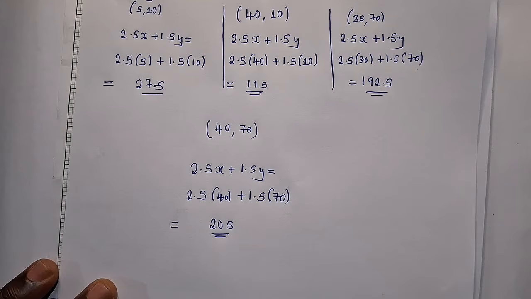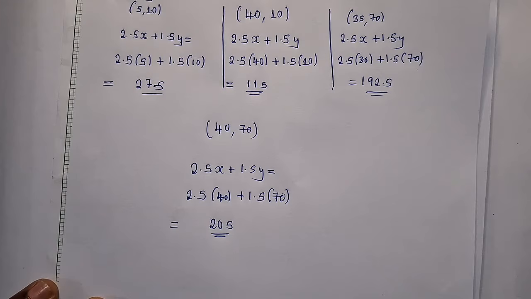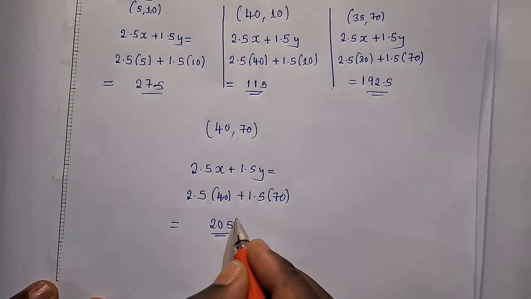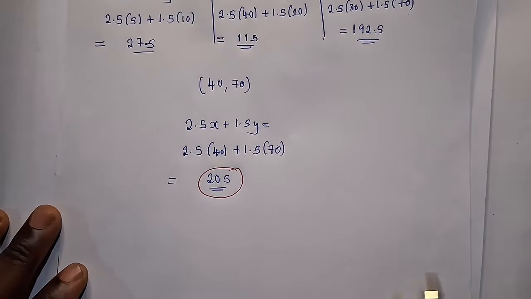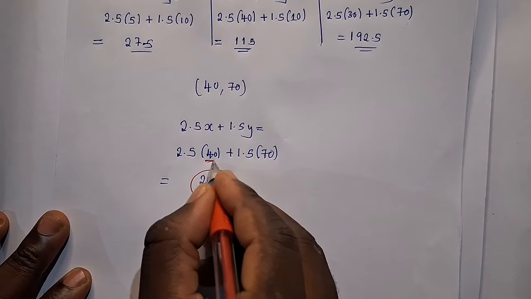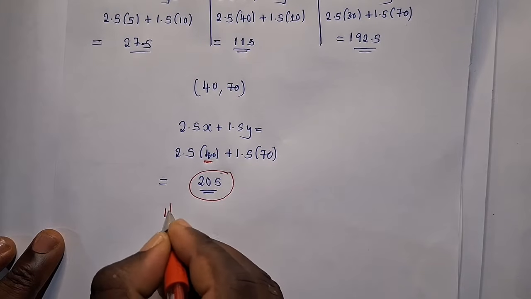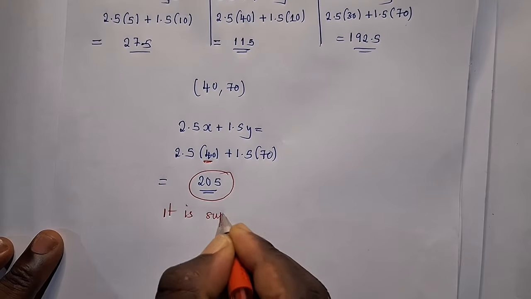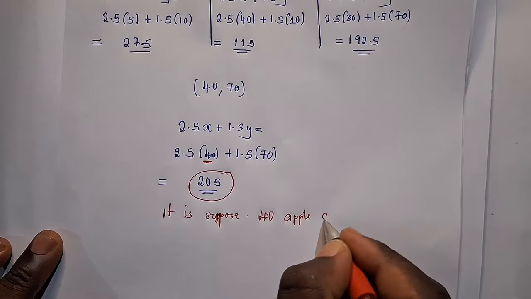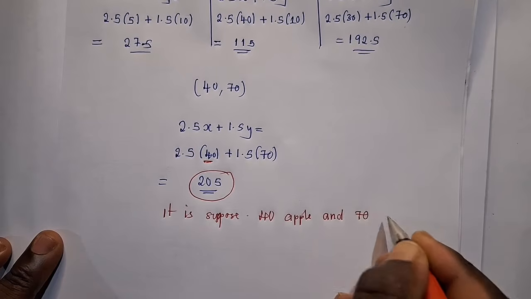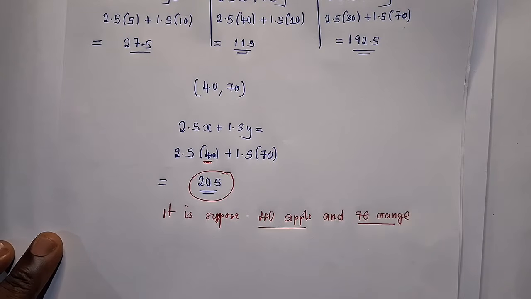So now the question said the maximum profit. So when you look at these, all of them, which one do you think is the maximum? It's this one, of course. So in your writing, you focus on the coordinates. This x is for apples, so it is 40 apples and 70 oranges.